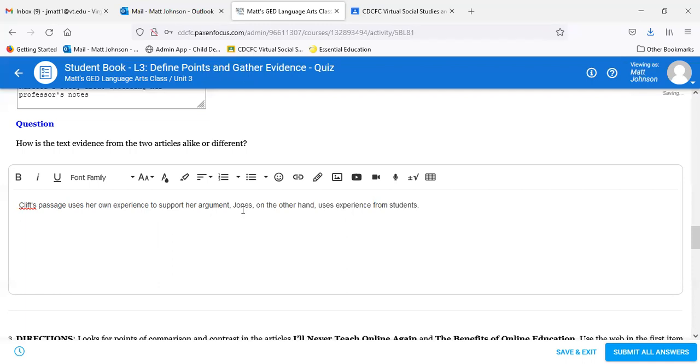Okay, so there's the way they're different: different perspective. They're alike though, because they both use anecdotal evidence. We talked about this as well. Cliff uses her own experience. Jones uses the experience of students. You can definitely thread that into an argument, but if you're only relying on that, it becomes a problem. An anecdote only speaks to one experience, an individual's experience, or maybe somebody you know. It doesn't speak for everyone, and that might not be the average experience.